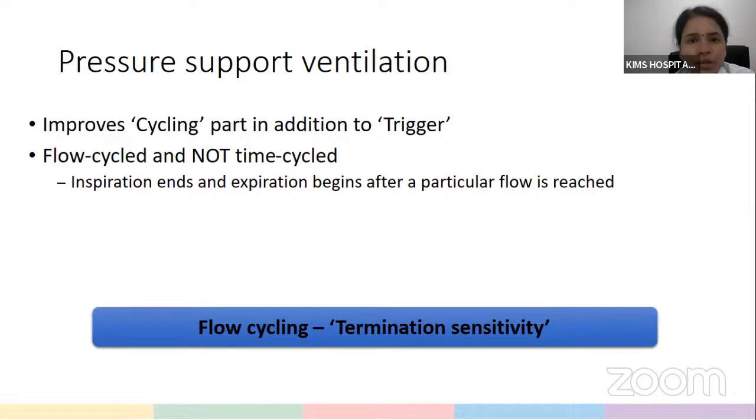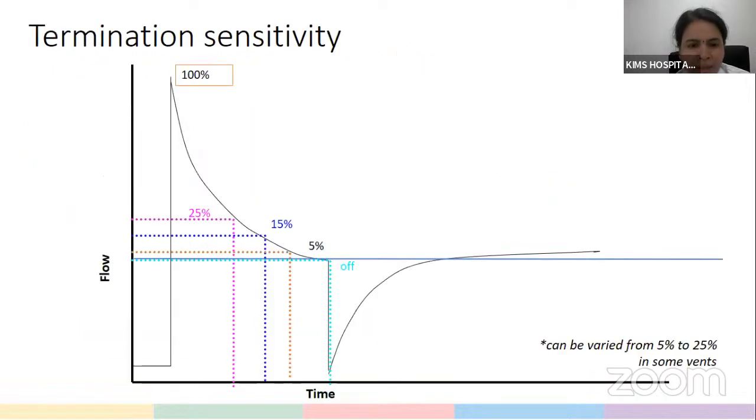So how do we actually do that? What we do is we decide something called termination sensitivity. This is the percentage of the peak inspiratory flow rate during a breath at which we want the ventilator to cycle from inspiration to expiration. So supposing during the breath, the peak inspiratory flow rate reached was 4 liters per minute. Say that is 100% of the flow rate. We keep the termination sensitivity at anything between 5 to 25% of this peak flow rate, at which we want the ventilator to cycle from inspiration to expiration.